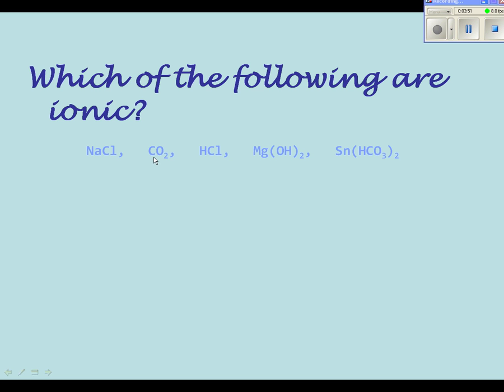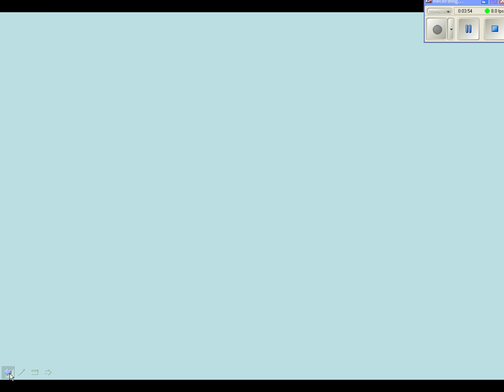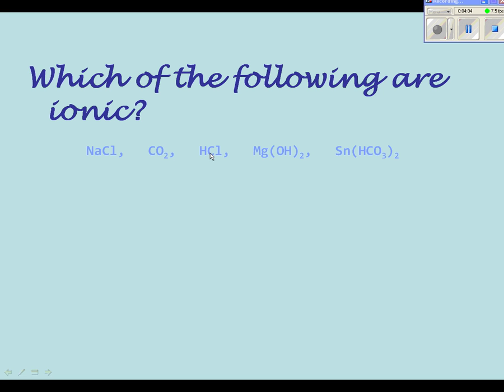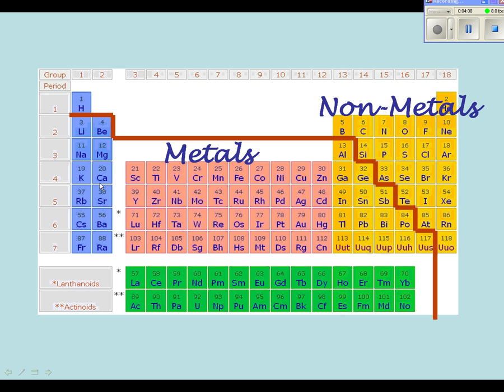Carbon dioxide, CO2, we go back. C is in the non-metal section, O is in the non-metal section, so this is a non-metal compound, so it is not ionic. HCl, hydrogen chloride. Hydrogen is just outside the metallic section, chlorine is outside the metallic section, so they're both non-metal, so this is not ionic.